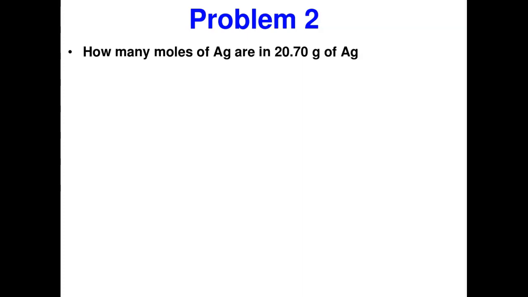So silver weighs about 107.8 grams in the periodic table. I'm looking at my periodic table here now. You have to get yours out.